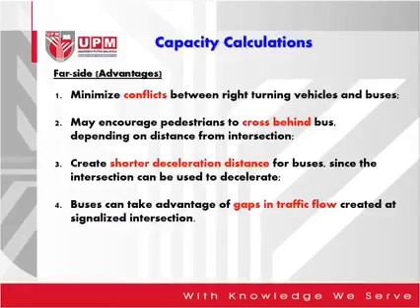Because before the bus reaches the bus stop, it has to pass the traffic light junction. Either it stops at the junction or at least it slows down. Then this will help the bus to slow down and to reach the bus stop. And the fourth point is buses can take advantage of gaps in traffic flow created at the signalized intersections. So these are the 4 advantages for far side.